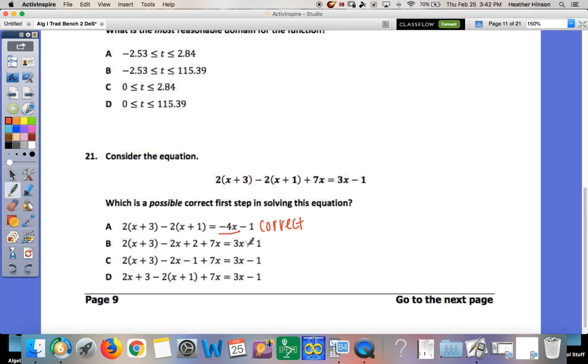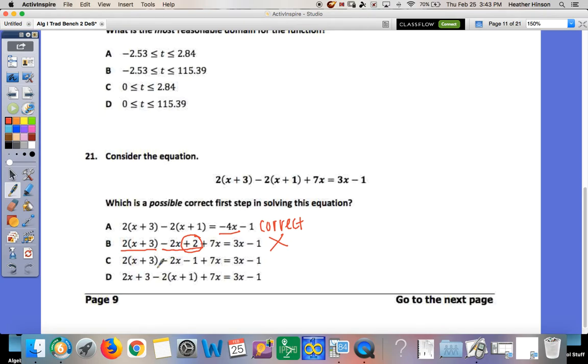So if that's correct, why are the others wrong? So on B, you still have the same 2x plus 3. Then you have negative 2x plus 2. So what they did here is distribute. When you distribute this, you have to carry the negative with it. So this is negative 2 times x, which is negative 2x, negative 2 times 1, which is negative 2. So they distributed, but did they distribute correctly? No, they got positive 2 because they didn't distribute that negative. So that's incorrect.